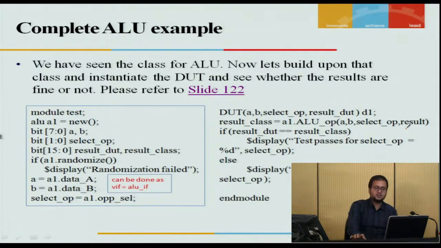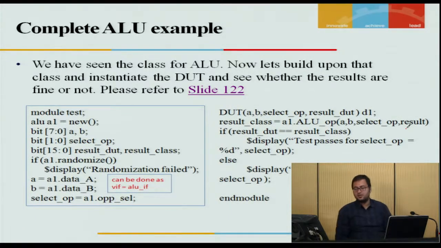So in this class, you're just making a handle of that A1, and then you have two input handles, A and B, and then you have a select operator which is of 2 bits, for 4 different operations: addition, subtraction, multiplication, division. Then you have two results, and one result is from the DUT and the other result is from the class. That result from the class is supposedly the correct result which the specification says, and the DUT result is what the DUT produces.